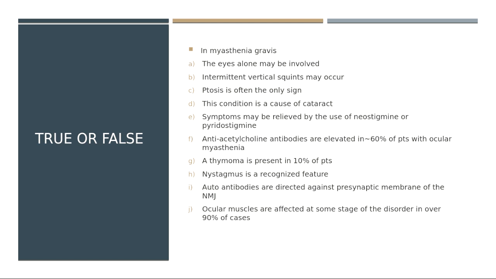Anti-acetylcholine antibodies are elevated in 60% of patients with ocular myasthenia. True or false? True. If not more. It could be more. Is it 90% in ocular myasthenia? So 60% might be right. Thymoma is present in 10% of patients. True. True. Nystagmus is a recognized feature.